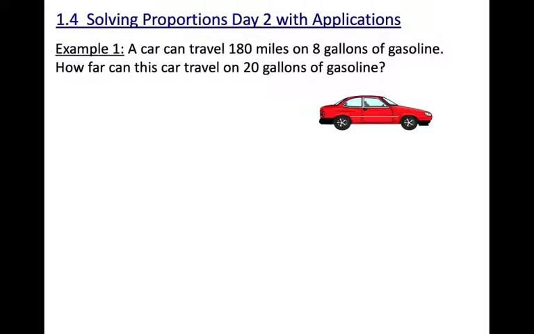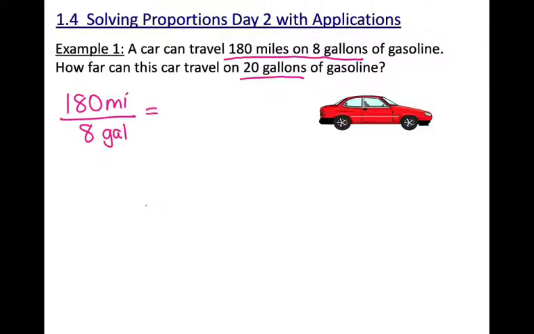So example 1: a car can travel 180 miles on 8 gallons of gasoline. How far can this car travel on 20 gallons of gasoline? The fact that the car can travel 180 miles on 8 gallons of gas is going to help us set up our first ratio. So we can write that as the ratio 180 miles for 8 gallons.